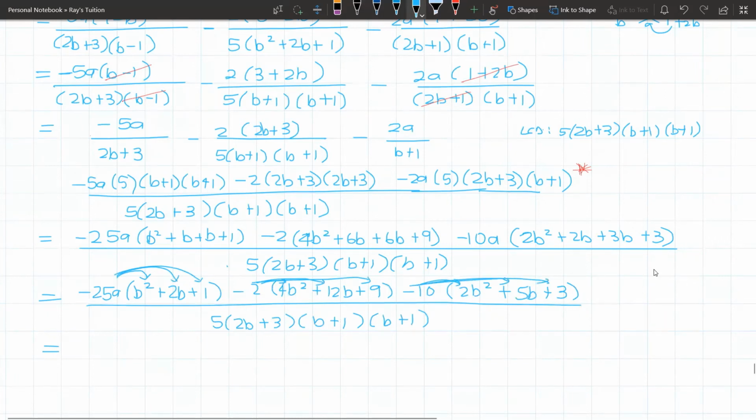Okay, so let us do that. This here becomes minus 25ab squared minus 50ab minus 25a. Okay, so I've multiplied the 25 with each term in that bracket. This becomes minus 8b squared minus 24b minus 18. So again, I've distributed that 2 with each term inside. Okay, so then this here becomes minus 20ab squared minus 50ab minus 30a. Okay, and that's all over the LCD.